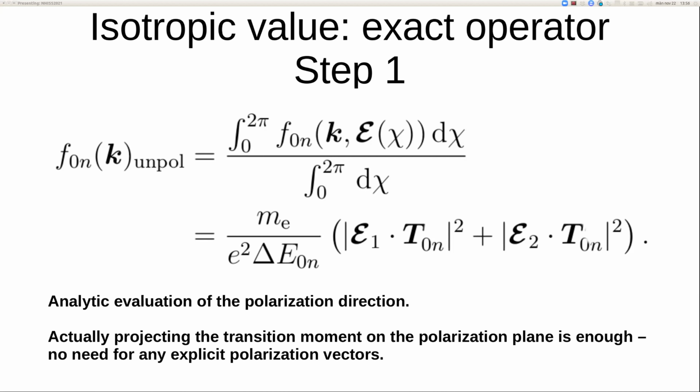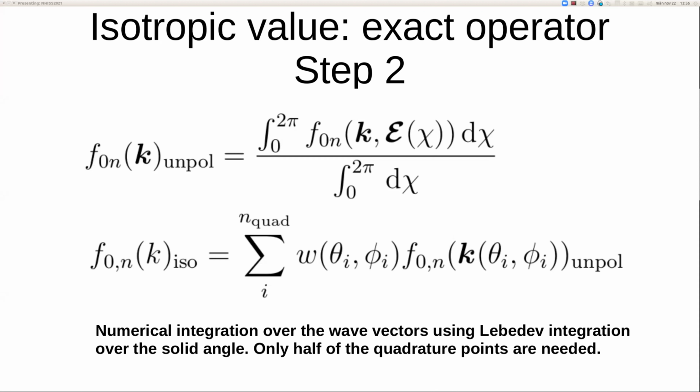So now we have taken care of that, but then we have that the light is coming in towards the molecule from all kinds of directions. And if we want to compute the isotropic value, we now have to integrate over all possible directions of the light coming in. In our implementation, we have solved that by a numerical integration over solid angles using a Lebedev grid. And because of symmetry, we only need half of the grid points, because whether the light comes in this way or in the same way but in the opposite direction really doesn't matter.